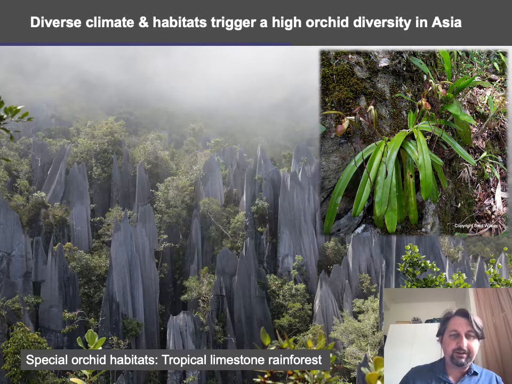Also, a special habitat are forests on limestone. Limestone areas you can have in the evergreen tropical climate as well as in seasonal climates. In the evergreen climates, like here, for example, on Gunung Mulu in Borneo, you have limestone outcrops out of the rainforest. That kind of habitat very often is rich in slipper orchids, for example, as we see here, Paphiopedilum sanderianum, which is a very rare species restricted to the Gunung Mulu area.